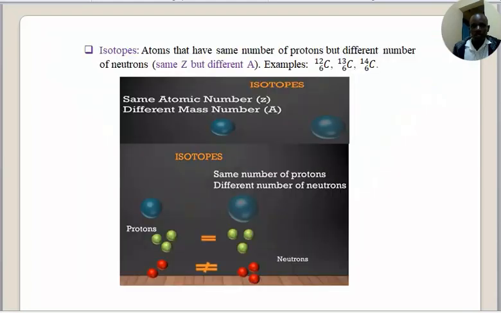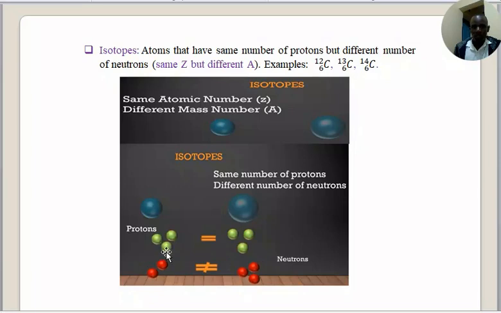Let's start with isotopes. Isotopes are atoms that have the same number of protons but a different number of neutrons. Because they have a different number of neutrons, the mass number will also be different. Therefore, we say same atomic number but different mass number, that is Z and A. For example, we can talk of carbon 12, carbon 13, and carbon 14. Those are the isotopes. They have the same number of protons, but a different number of neutrons, which brings about a difference in the mass number.